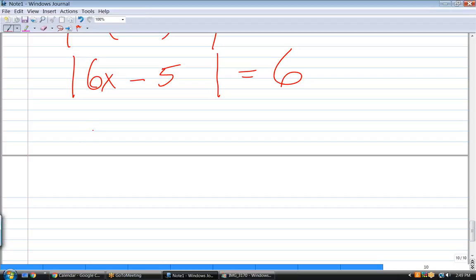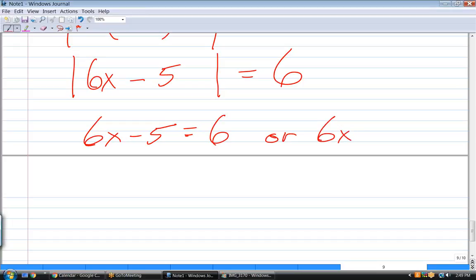Never change what's inside the absolute value when you're doing it. So the first thing always is whatever's inside that is equal to something. So what's it equal to? 6. Or, and there's always an or, again, never change what's inside the absolute value.